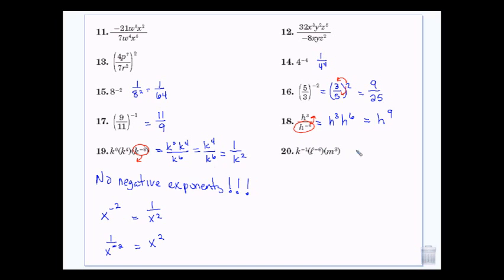Here I have two negative exponents. And then there's nothing else I can do with any of that, so it's done. Okay.